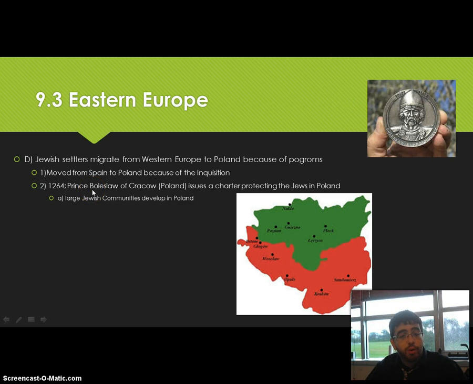And in 1264, Prince Boleslav of Krakow, or Poland, issues a charter protecting the Jews in Poland. Because he actually said, hey, come here, I will protect you, make sure that no one else destroys and kills you, large Jewish communities develop in Poland. And if you know your history in World War II, a large minority of Jews lived in Poland.